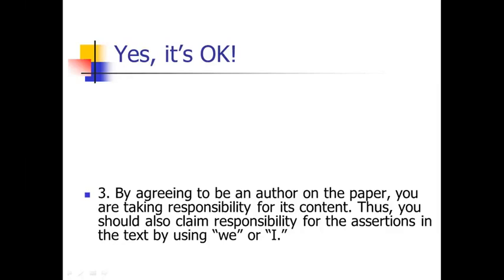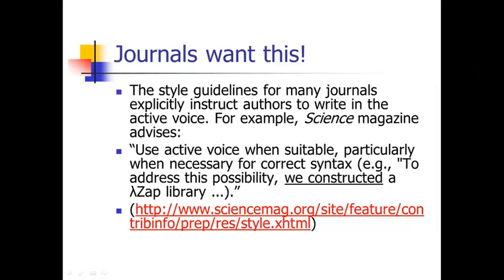Now, maybe you're not convinced by any of those reasons, so I'm going to give you a much more practical reason why you want to use we or I. And that's simply that this is what journals actually want you to do. Journal editors recognize that the active voice is much easier to read, and they want people to read their magazines, their journals. So the style guidelines for many journals actually explicitly tell you to write in the active voice.